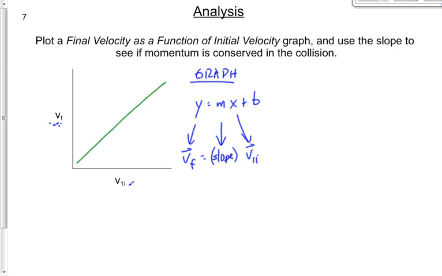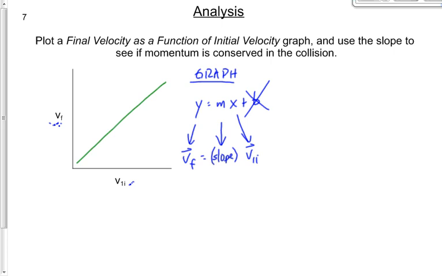Plus B. What's B? Yep. The starting point on the y-axis, or in other words, the y-intercept. There will not be a y-intercept for this, at least not of an appreciable value. So you're not going to have to worry about the y-intercept in this. You're going to be able to scratch that out. So y equals mx plus b becomes VF is equal to the slope times V1i.